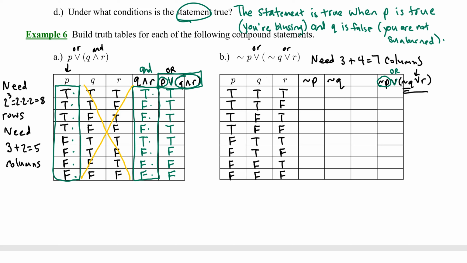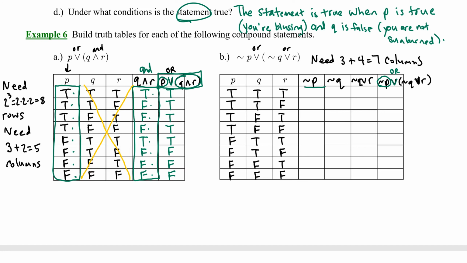Then the statement on the right of this disjunction is R. That's already listed right here, so we have that taken care of. But once I know the truth value for not Q and R, I can judge this entire statement on the right, not Q or R. Okay? All right, let me clean this up a little bit, and we'll get started with truth values.